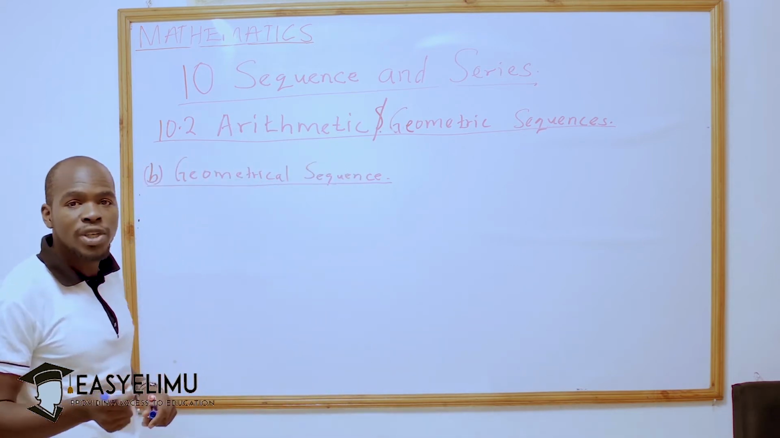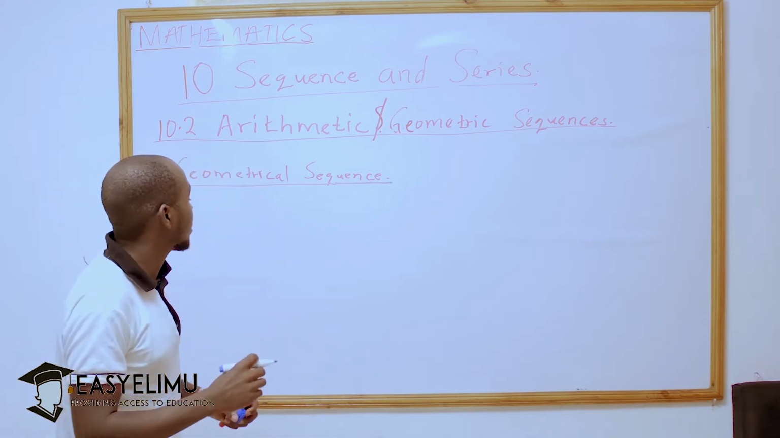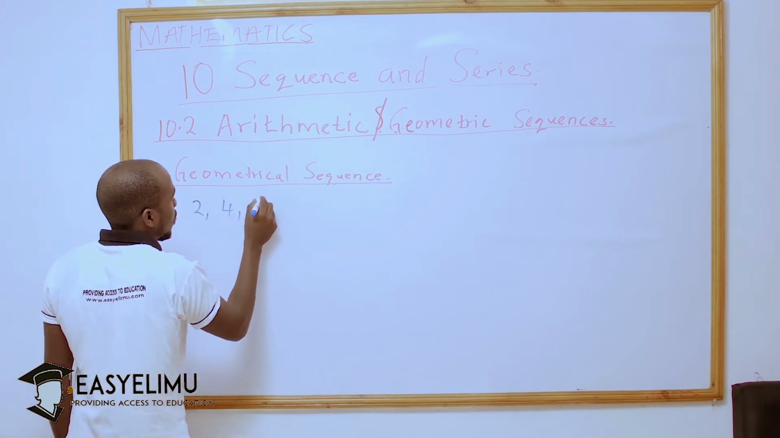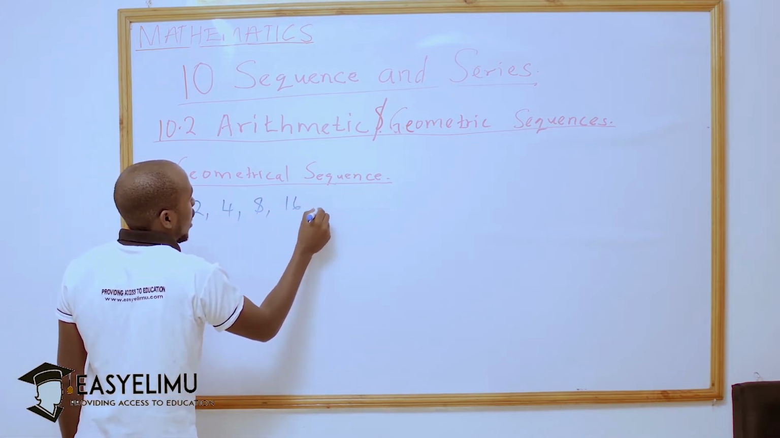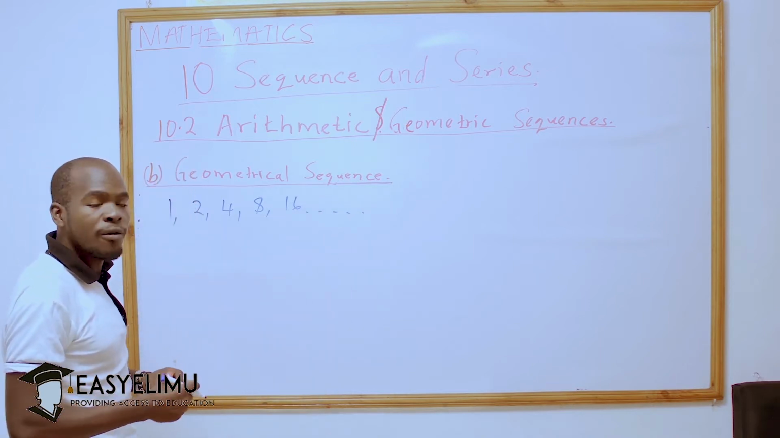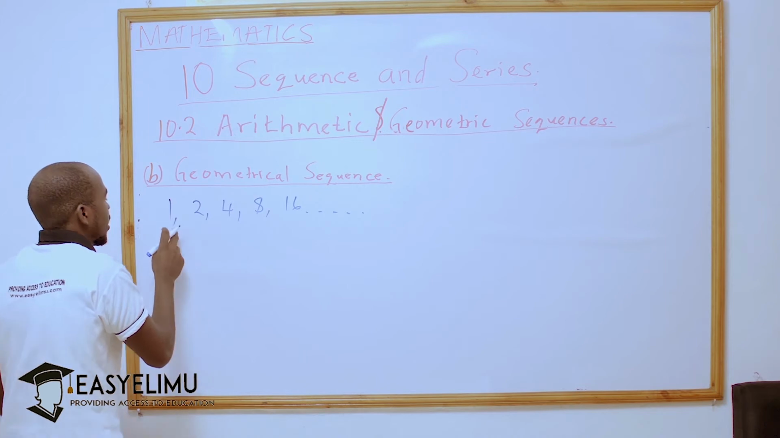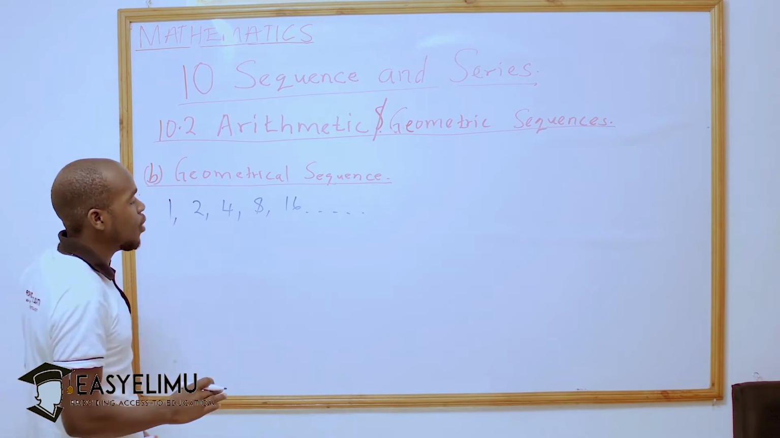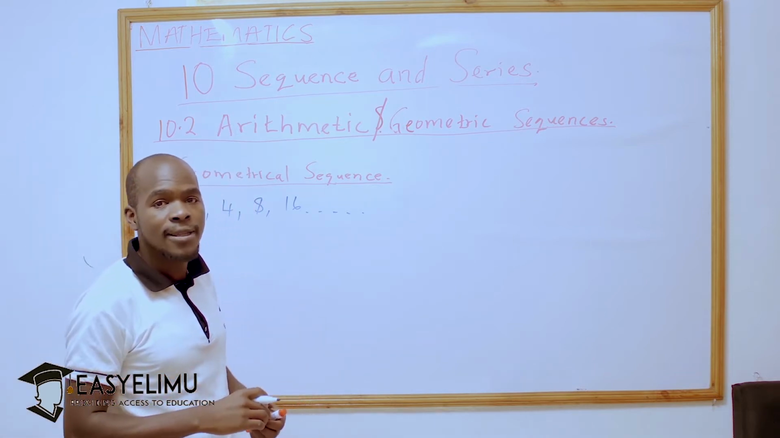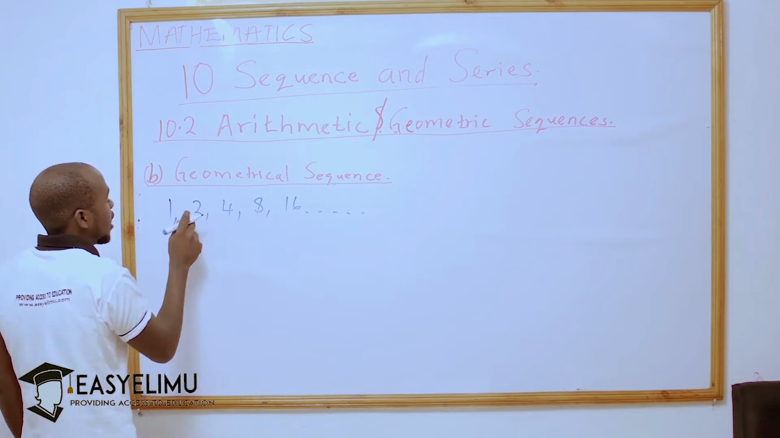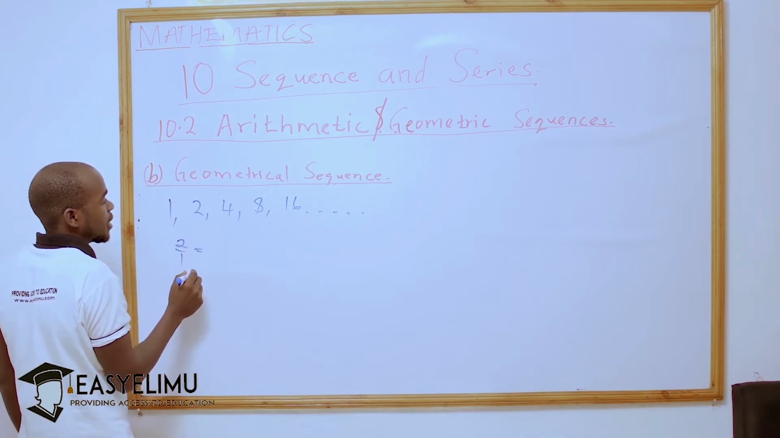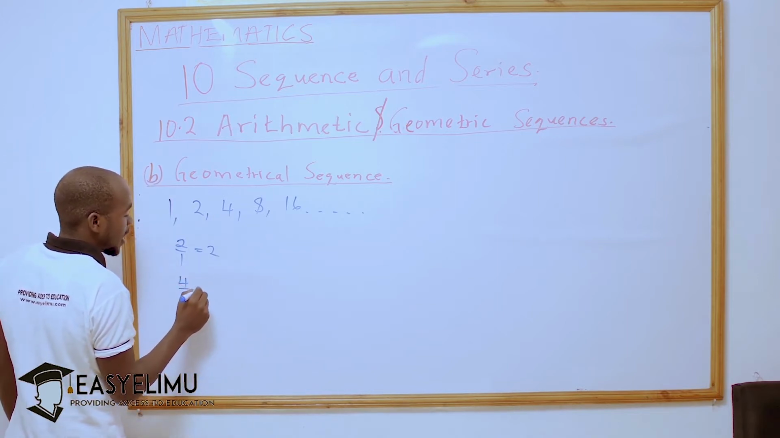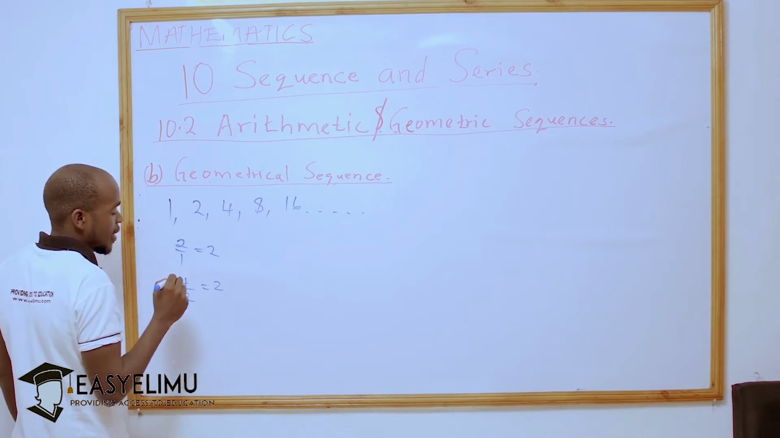first by considering a given pattern of numbers such as 1, 2, 4, 8, 16, and so on. From this pattern, you will realize that all the numbers in a sequence are known as terms. If you take the second term and divide by the first term, you get 2. The same applies if you take the third term and divide by the second term, you get 2.